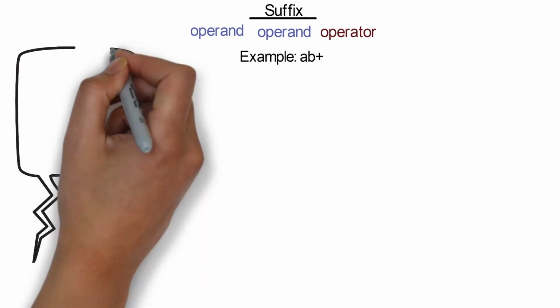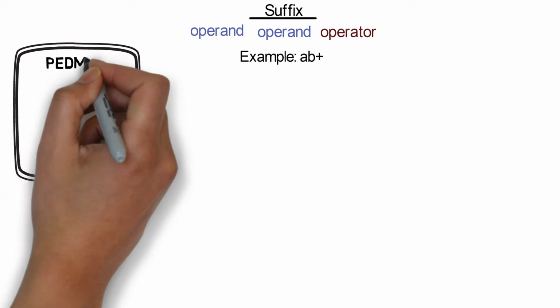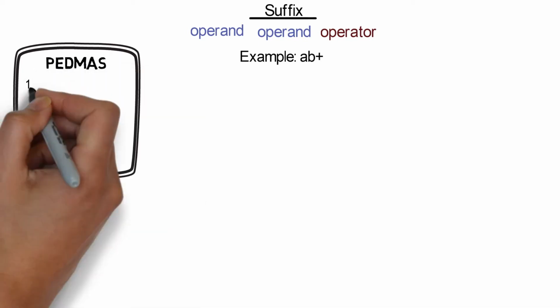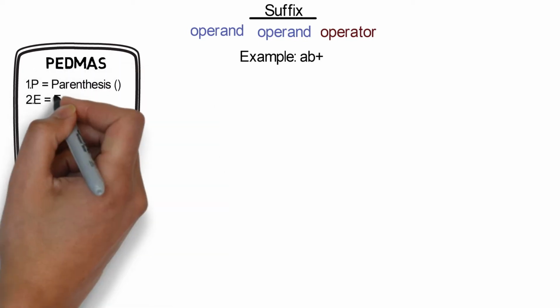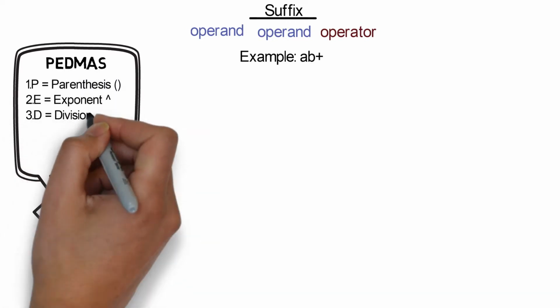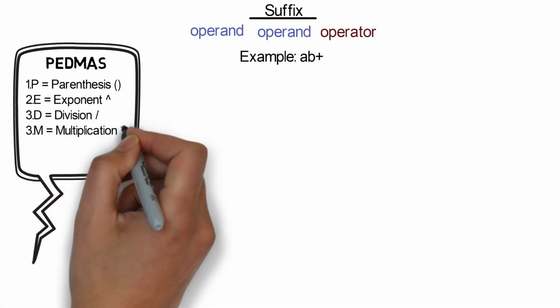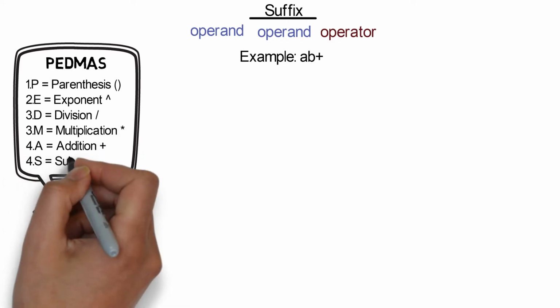Now, just as we saw in the infix form, we need to know our PEDMAS. If you are new to this channel, just look out for the previous tutorial for more insight about the PEDMAS. But I'm going to brush through once more. PEDMAS is an acronym where P stands for parenthesis, E for exponent, D for division, M for multiplication, A for addition, and S for subtraction.